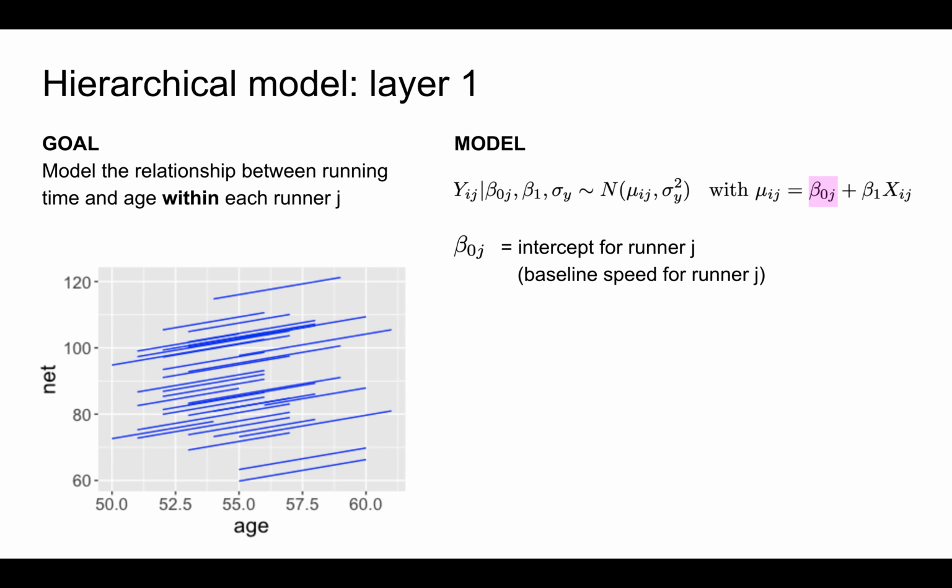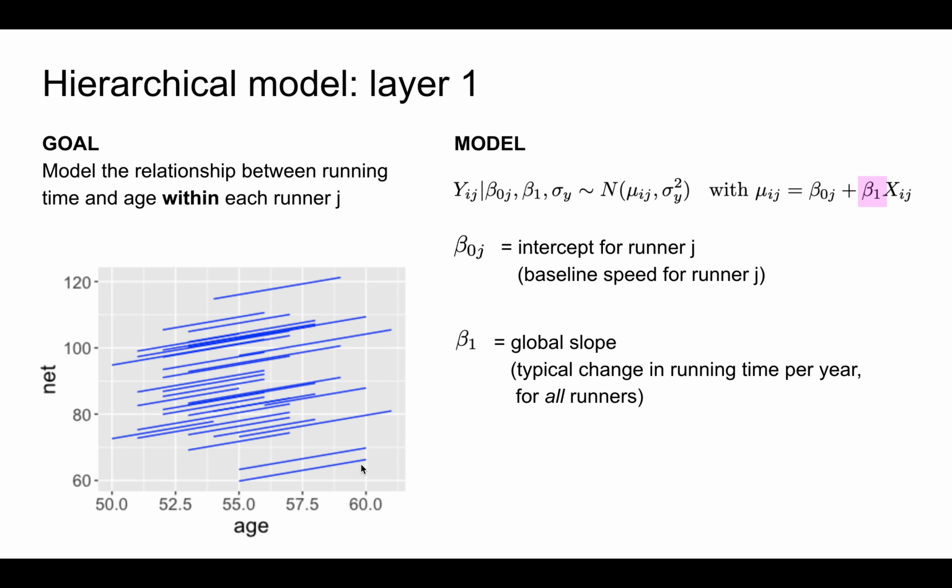First, consider beta 0j. The j subscript reflects the fact that this parameter is runner specific. Here, beta 0j is the intercept for runner j, or essentially the baseline speed for runner j. For example, the runner up here has a higher intercept, thus a slower baseline speed, than the runner down here. Next, we can think of beta 1 as the global slope. Global meaning that it's shared by, hence describes all runners. Thus, for all runners, beta 1, the slope captures the typical change in running time per year.